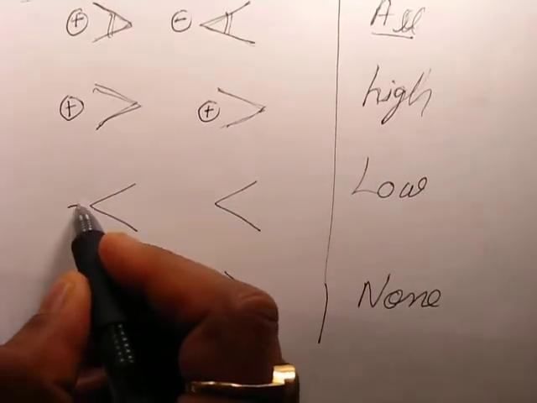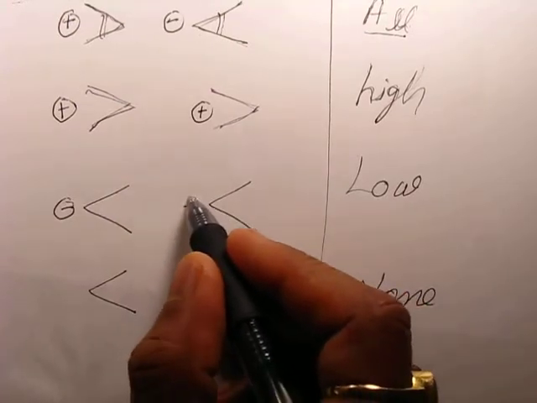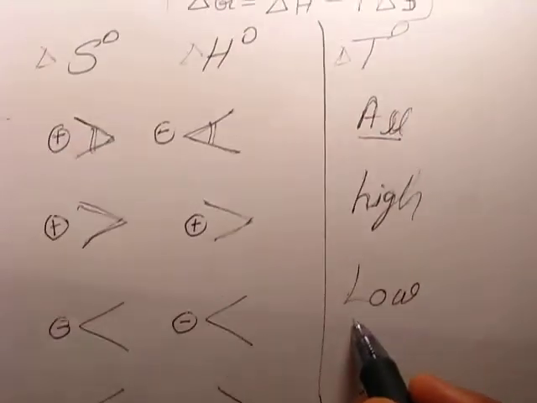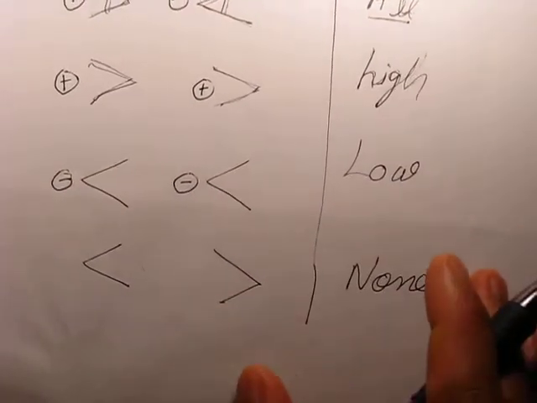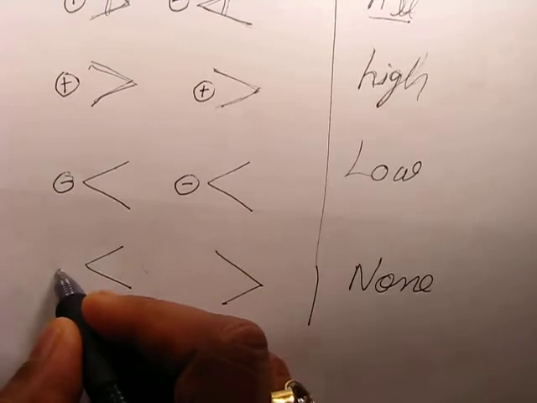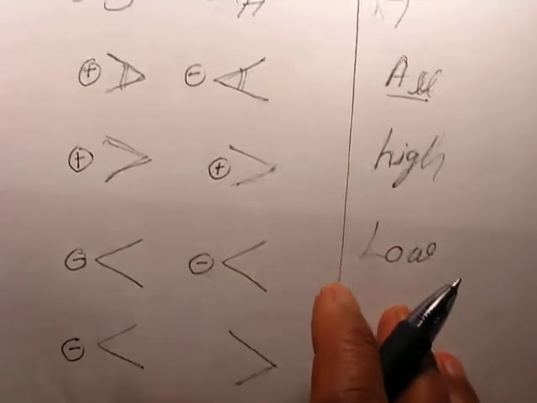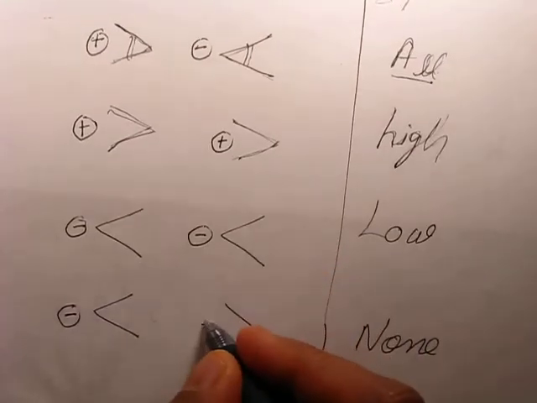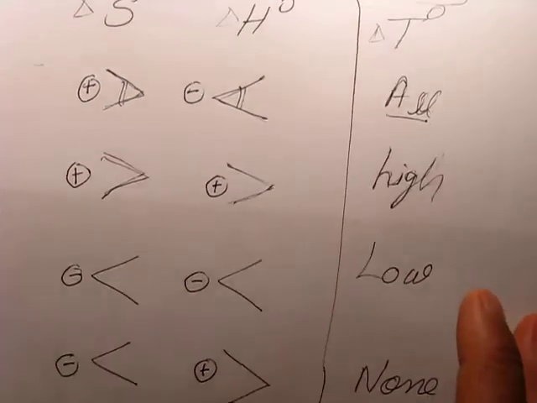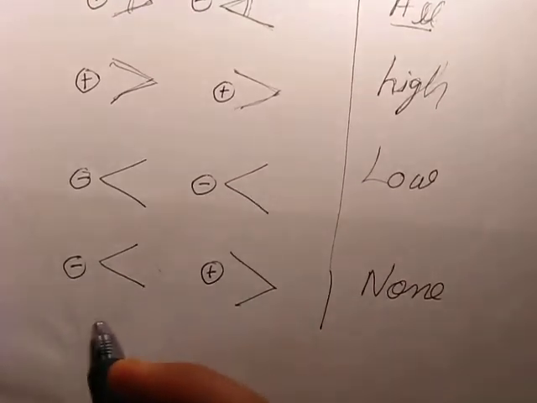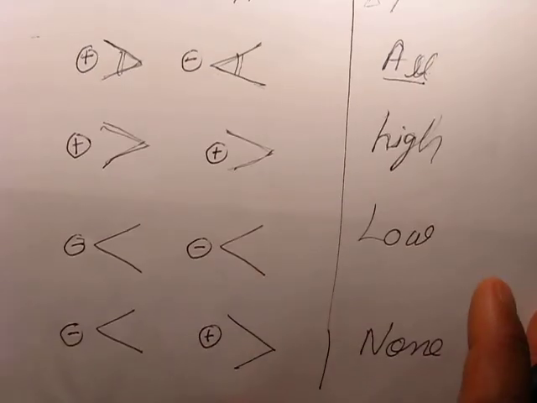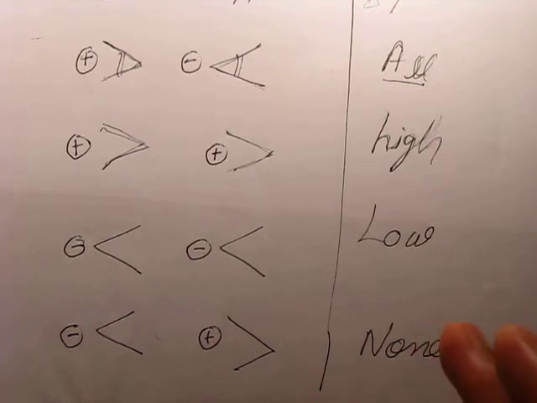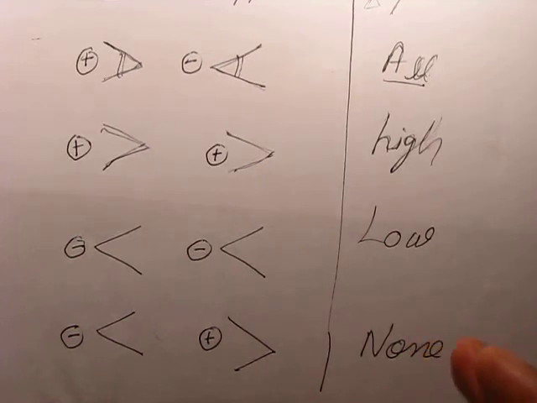And if we have negative on both, then delta G will also be negative but at low temperature. And if we have negative on delta S and positive on delta H, then it is a non-spontaneous reaction. So these were the conventions for predicting the spontaneity of a reaction using delta G, or Gibbs free energy.